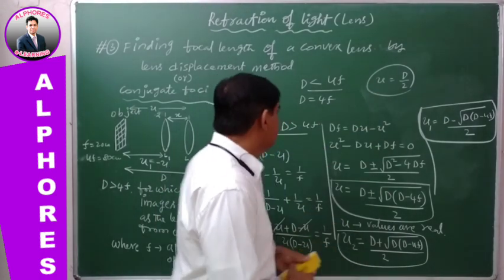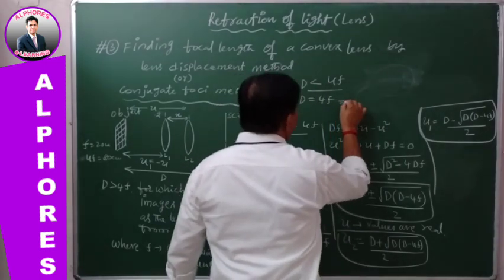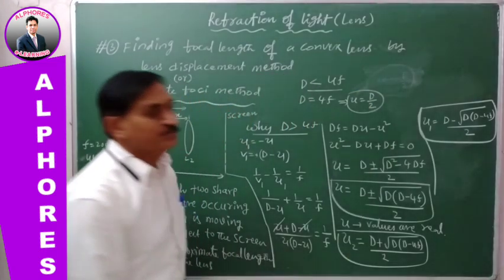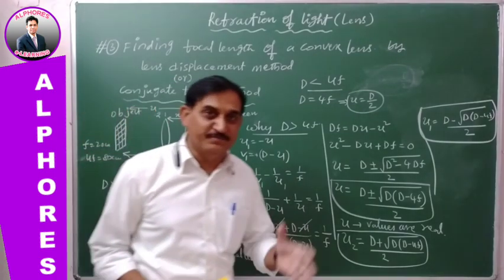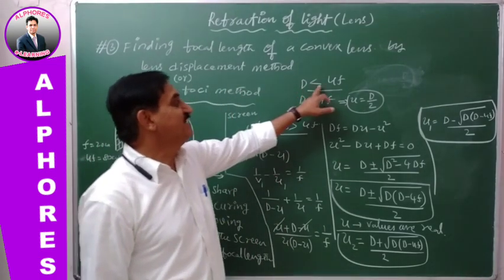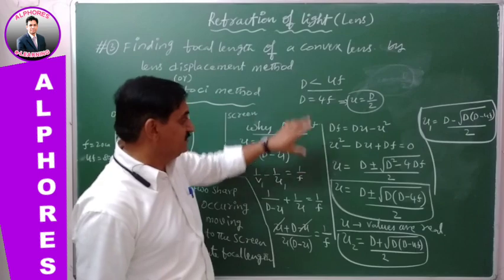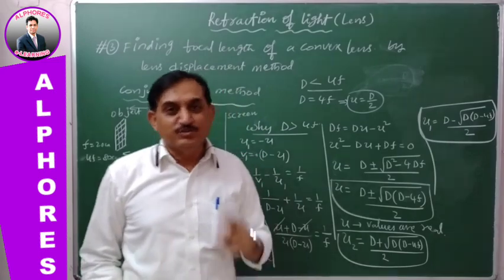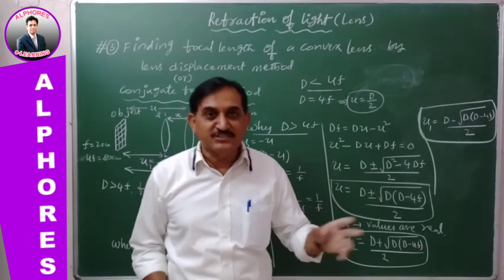For this condition, d equal to 4f, you will find that d by 2. For this d by 2, only one sharp image will occur on the screen. Not possible to get the two images at two different positions of the lens. And d less than 4f, it is giving imaginary. It is also not possible. These two cases are not possible. Only one case is possible, that is d greater than 4f. Then definitely you can find the two sharp images on the screen at two different positions of the lens.